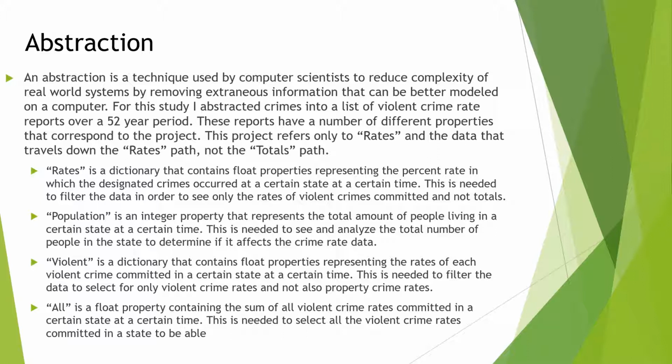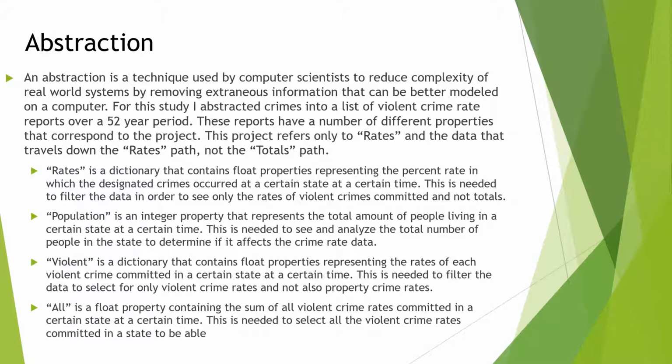For this study, I abstracted crimes into a list of violent crime rate reports over a 52-year period from 1960 to 2012. All of these reports have different properties that correspond to the project. In this study, they have rates and they have totals. We're only looking at rates and not the totals when looking at the actual data map. Rates is a dictionary that contains float properties representing the percent rate in which designated crimes occurred at a certain state at a certain time.